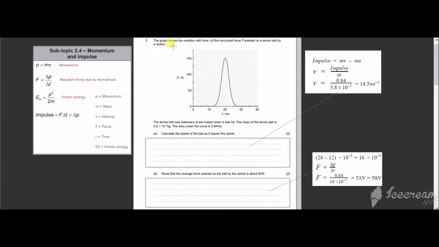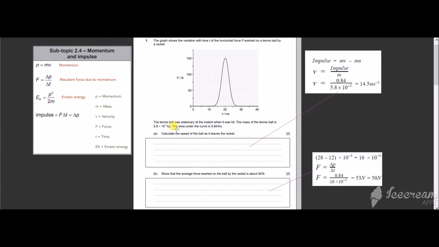Question 1. The graph shows the variation with the time t of the horizontal force F exerted on a tennis ball by a racket. The tennis ball was stationary at the instant when it was hit. The mass of the tennis ball is 5.8 × 10^-2 kilogram. The area under the curve is 0.84 newton second. Calculate the speed of the ball as it leaves the racket.